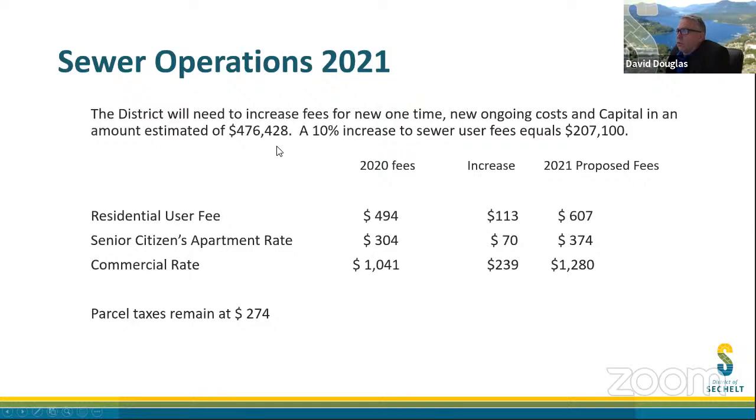So just a quick overview of what a 23% increase would look like to the average user. For residents, you'd be going from $449 a year to $607. The senior citizen apartment rate would go from $304 to $374, and the commercial rate would go from $1,041 to $1,280. At this point, the parcel taxes would remain the same at $274.